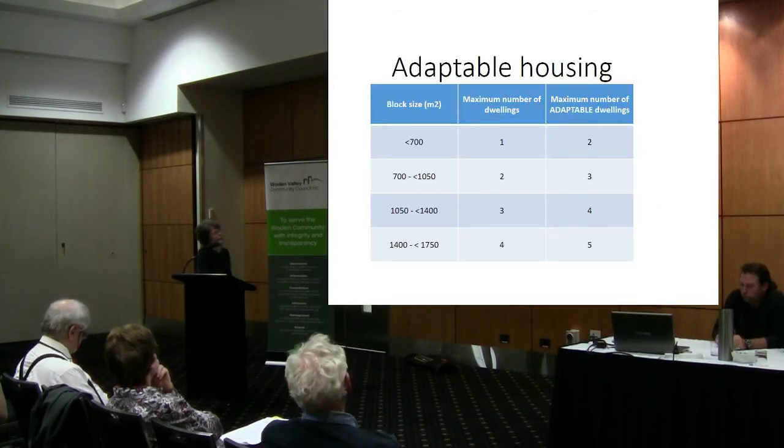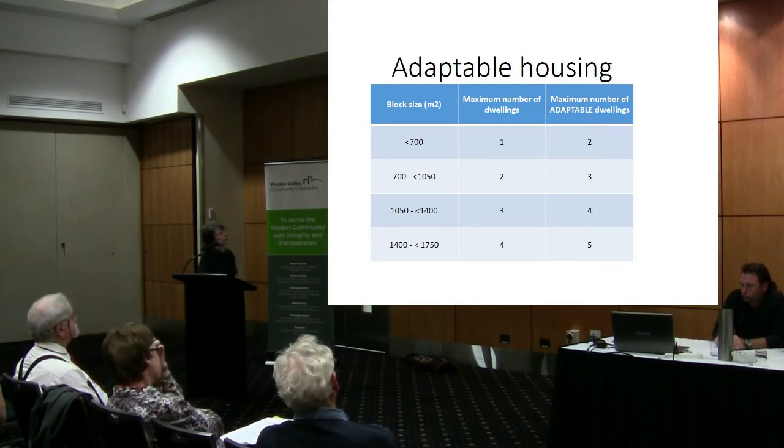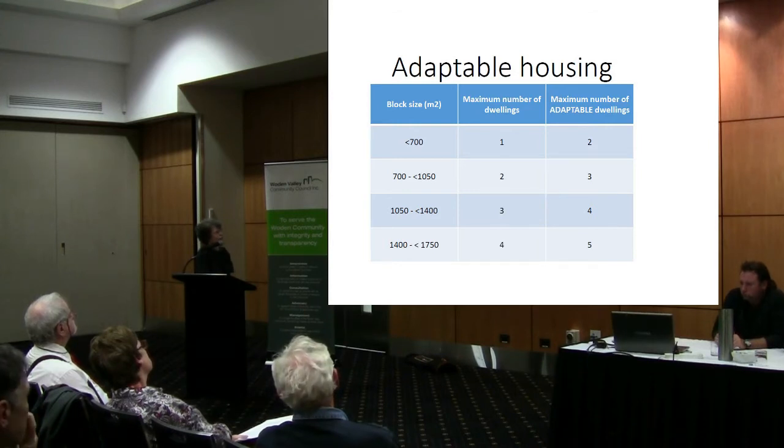The territory plan shows that they will give a concession for adaptable dwellings so that you can fit more on sites in the established areas, as you can see here. Usually one more unit than the normal units that you'd be able to put on site.